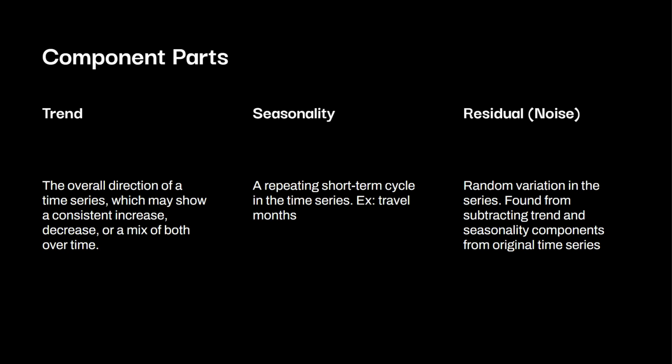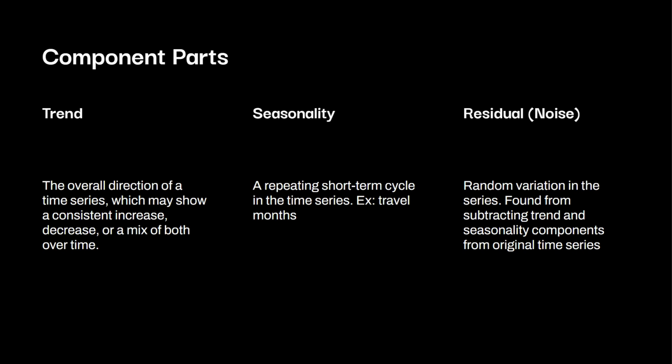So trend is the overall direction of a time series, which may show a consistent increase, decrease, or a mixture. Seasonality is a repeating short-term cycle in the time series. You can think of this like travel months, right? If you're in a tropical place, you're going to get more tourists during the summer. If you're at a ski resort, let's say you're in Switzerland or Colorado, you might get more visitors during the winter, whereas somewhere like Florida, where I live, you typically get more visitors in the summer because everyone wants to go check out the beaches as well as Disney World.